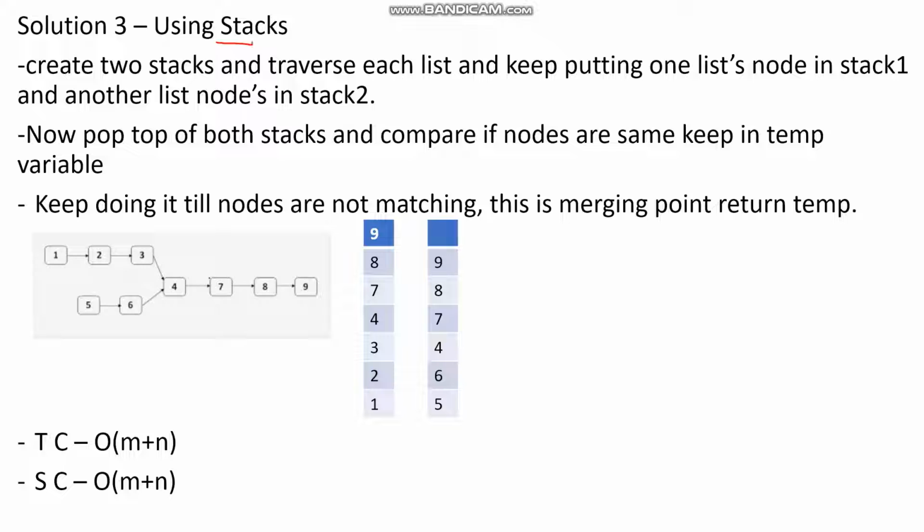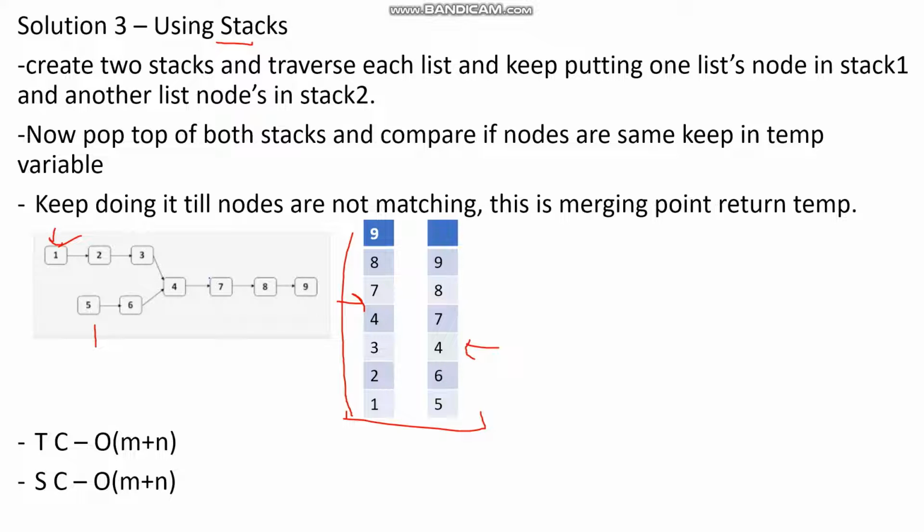So here is another solution using the stacks. In this solution we will be creating two stacks, one for linked list 1 and one for linked list 2, and then we will start iterating one list at a time, and we will keep putting nodes of this list into the respective stacks. So for linked list 1 I am putting the elements in stack 1, and for linked list 2 I am putting the elements in stack 2. At the end our stacks will be looking like this, as you can see.